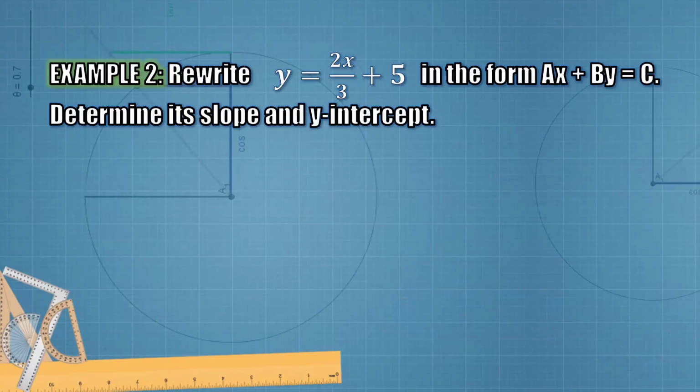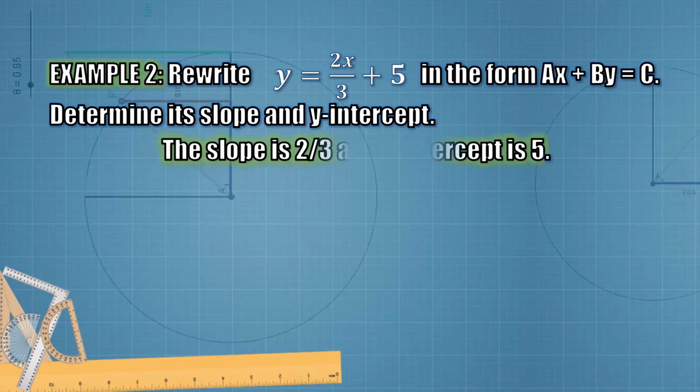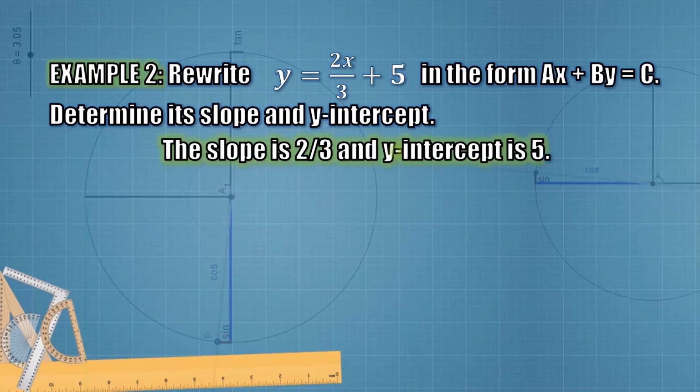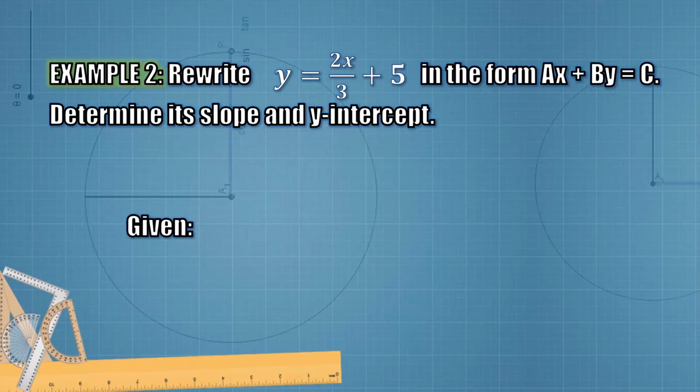Another example. Write y equals 2x over 3 plus 5 in the form ax plus by equals c and determine its slope and y-intercept. In this equation, what is the slope? Correct. The slope is 2 over 3. How about the y-intercept? Right. The y-intercept is 5. Let us transform now this equation to standard form.